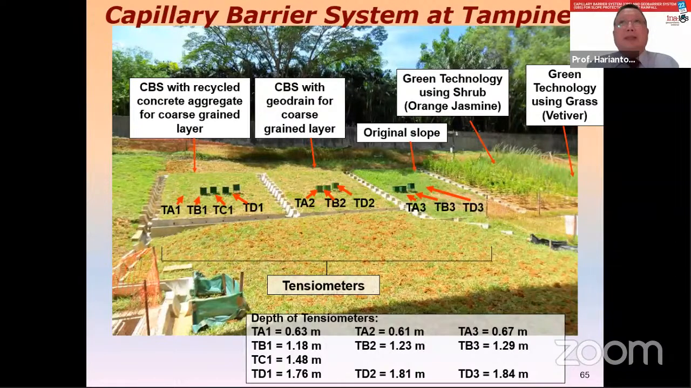Another site we use is at Tampines, okay? Basically, we look at the different coarse grain layers. In here, we use a geodrain, and here we use concrete aggregate because, like I said, the aggregates are expensive. So we want to replace gravel. We used recycled concrete, yeah? And these are original slope. And the other side is to look at the effect of shrubs and vetiver grass, which is actually deep-rooted grass. How do they improve the factor of safety of the slope with time, okay? And also the measurements, yeah, of the negative pressures using the tensiometers, yeah, for every section of that capillary barrier.